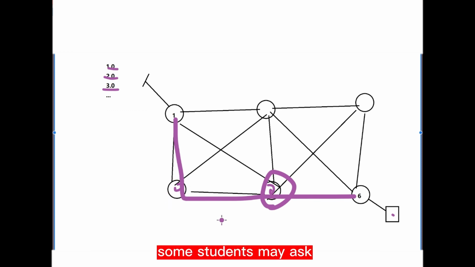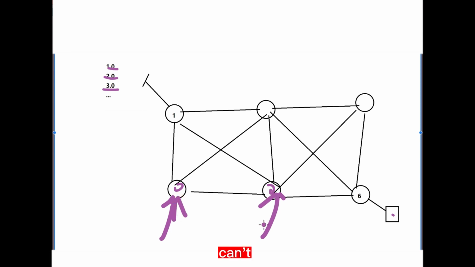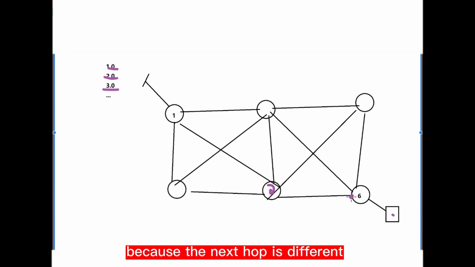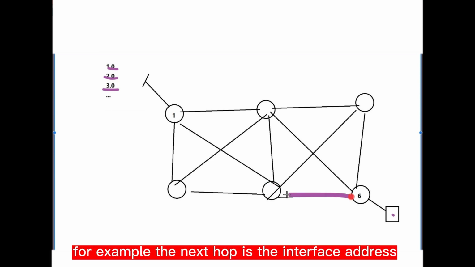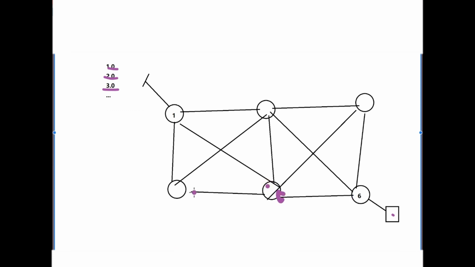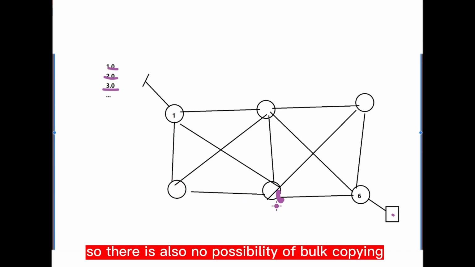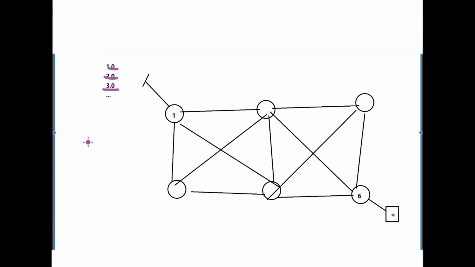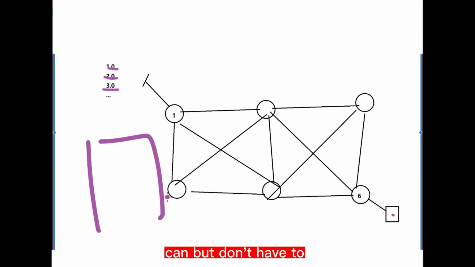Some students may ask, can it be copied after it is configured? Can't. Because the next hop is different on each device. For example, the next hop is the interface address. On this device, the next hop is this interface. On this device it is this interface. So there is also no possibility of bulk copying. Of course, we can modify the next hop in a TXT document. Can, but don't have to.